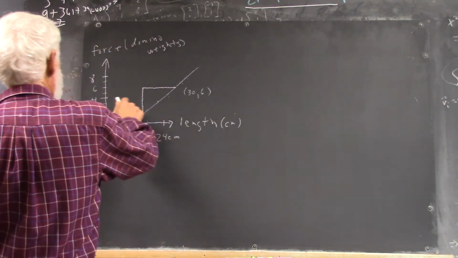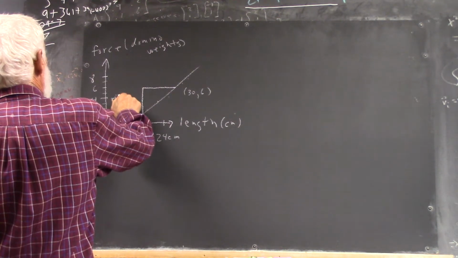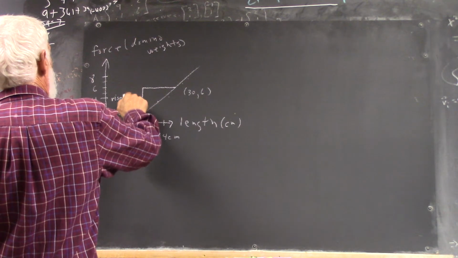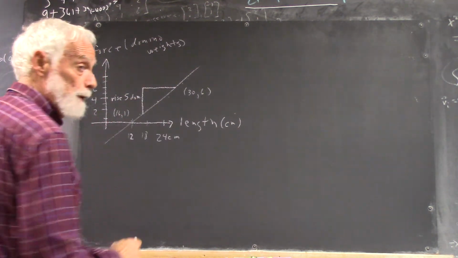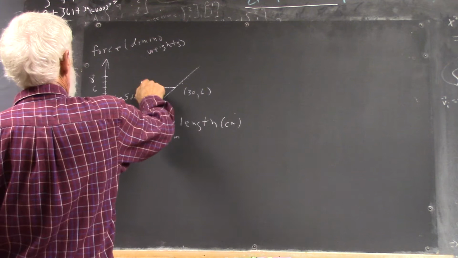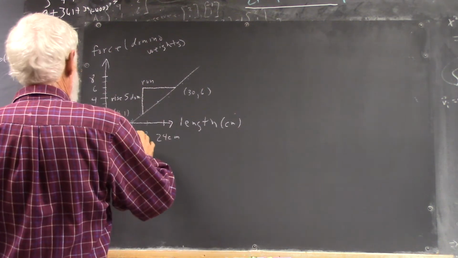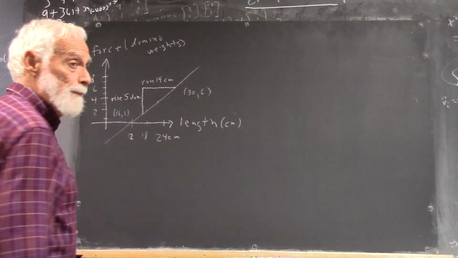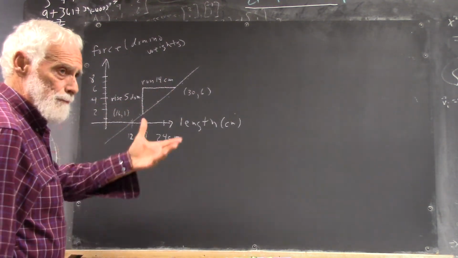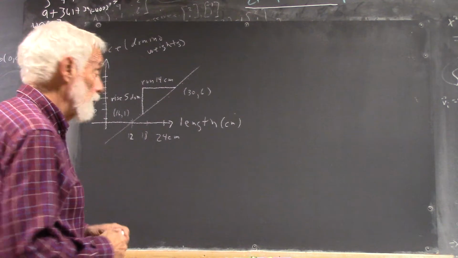So that the rise is 5, and I'll put the units here, dominoes, right? And the run is 14 centimeters. That's not very accurate with the rubber band you got. The slope would be much greater, but it's okay.